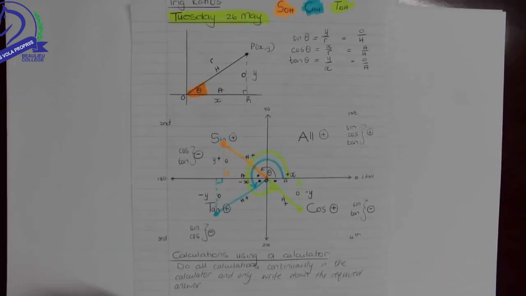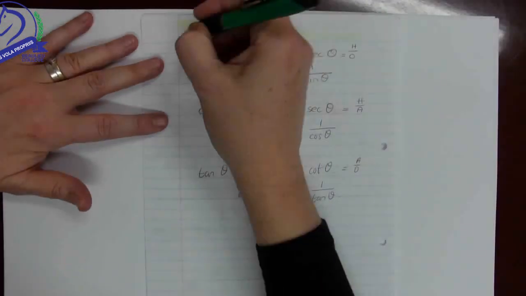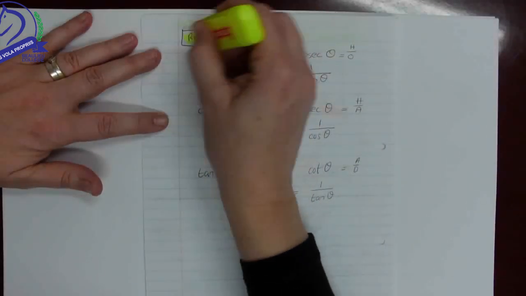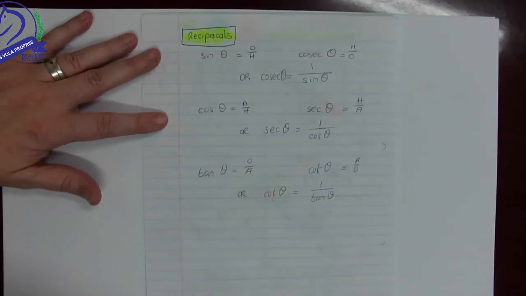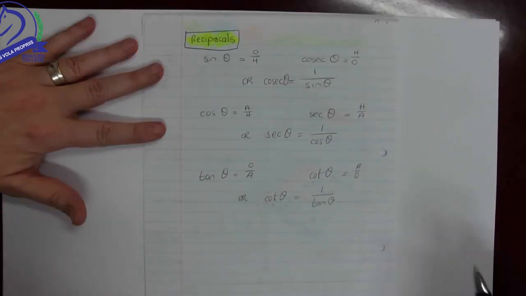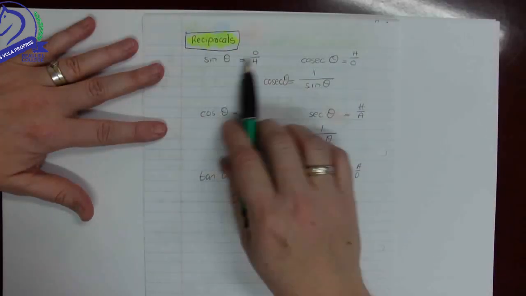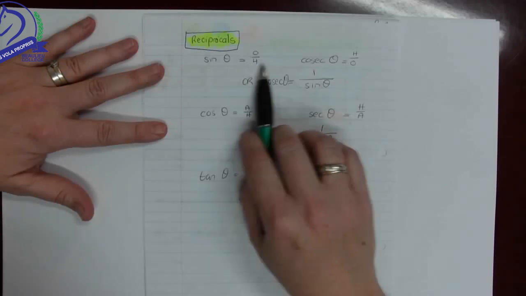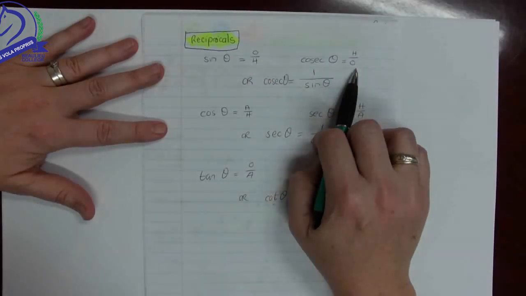Something that I haven't touched on, but you have done in grade 10. I just need to highlight one little thing here, which is the reciprocals. So what is the reciprocal? It is the inverse, basically. So the reciprocal of sine is cosec. Where sine is O over H, cosec is H over O.